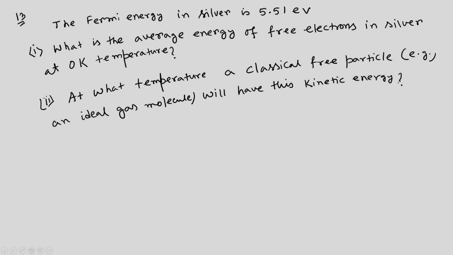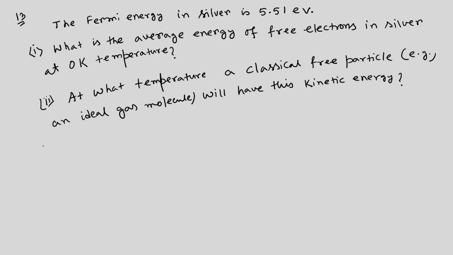So, problem number 13 is the Fermi energy in silver is 5.51 electron volt. Now, the first problem is what is the average energy of free electrons in silver at 0 Kelvin temperature, and the second problem is at what temperature a classical free particle, for example, an ideal gas molecule, will have this kinetic energy. Now, the solution.